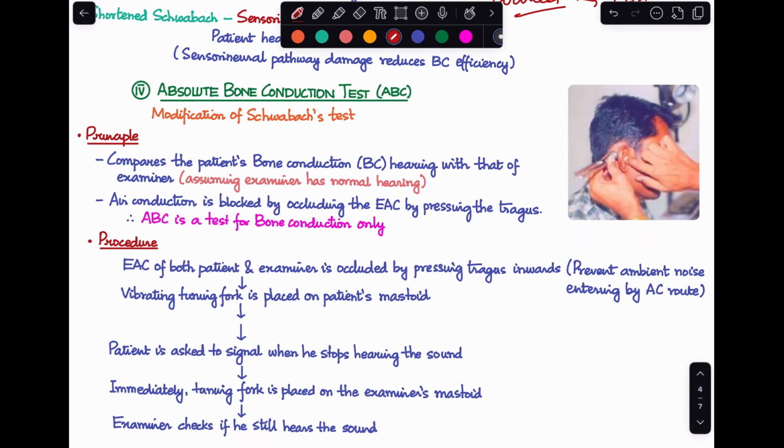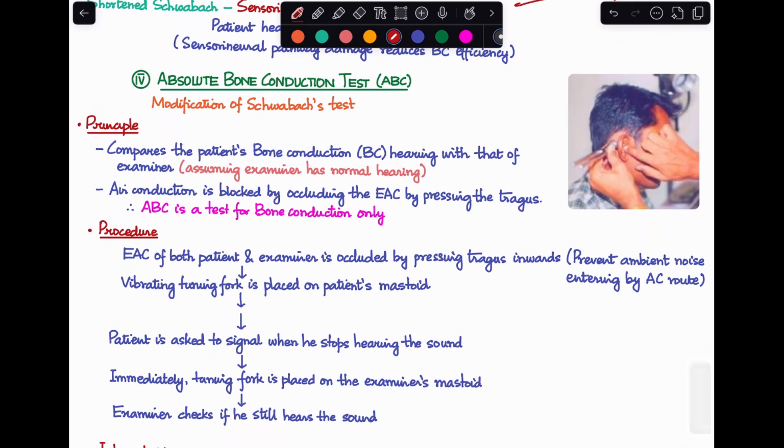Next is our fourth test, which is the absolute bone conduction test. Now, this test is very similar to Schwabach's test. It is actually a modification of Schwabach's test, so sometimes this is also known as the modified Schwabach's test. Here also, we are comparing the patient's bone conduction with that of the examiner, assuming that the examiner has normal hearing. But the second important thing that comes in here, which is not there in Schwabach, is that we are blocking the air conduction by occluding the external auditory canal by pressing the tragus inwards.